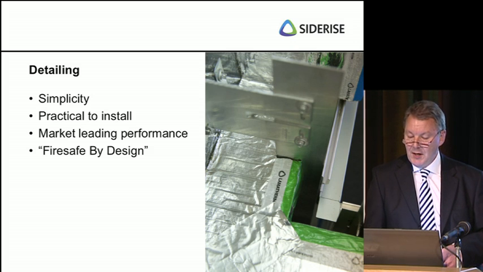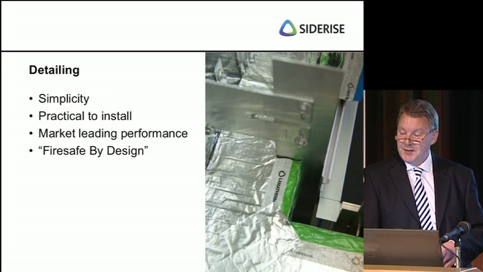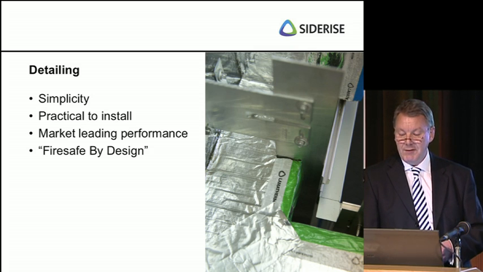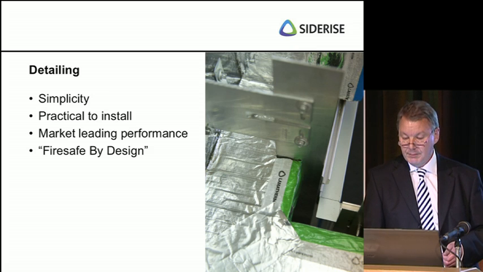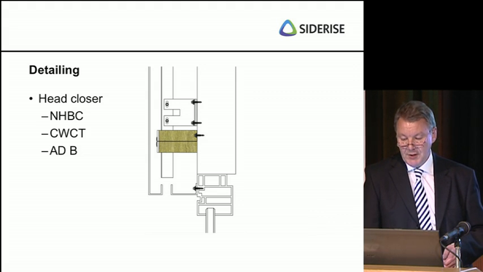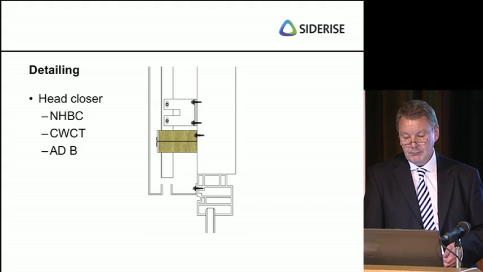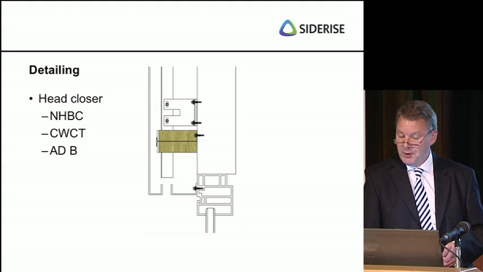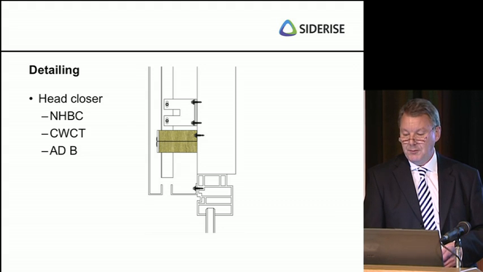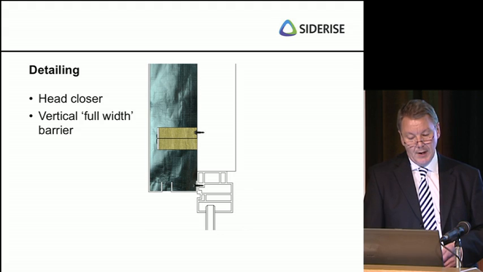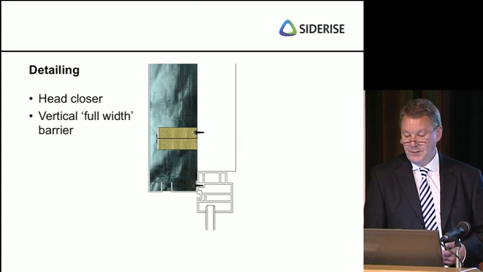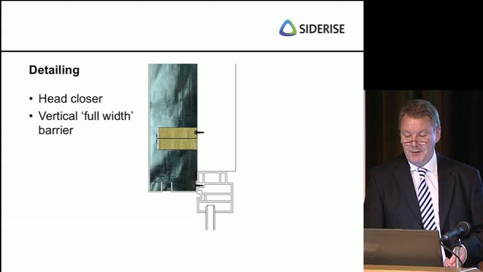In terms of detailing, we strive for simplicity and practicality. We need to ensure that the tested performance stands every chance of being transferable to site. Taking a brief look at a selection of some standard details. As a head closer, we have a horizontal barrier installed, leaving the nominal air gap, enabling the rain screen to ventilate. Here we see the relationship with a vertical barrier behind, installed fully across the cavity width as required for compartmentation.